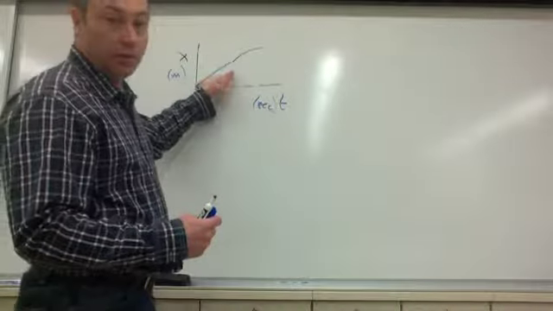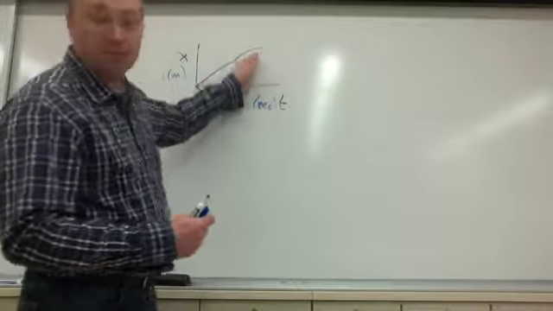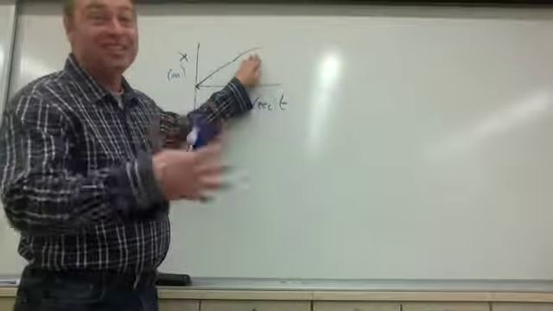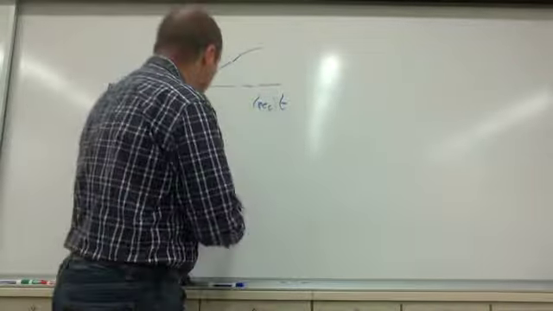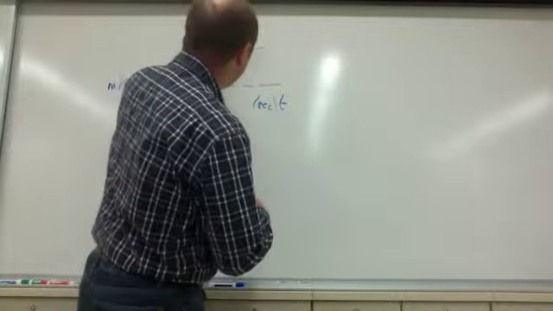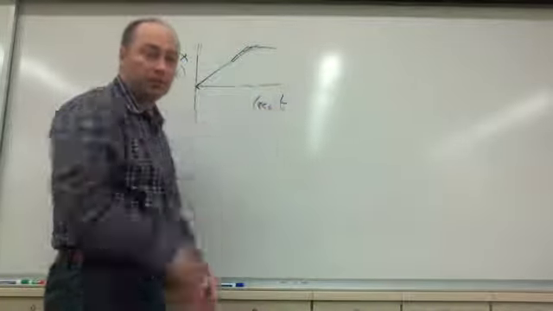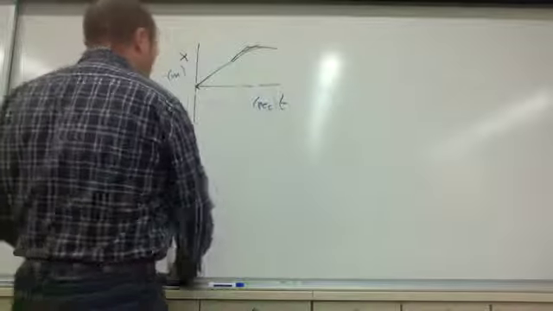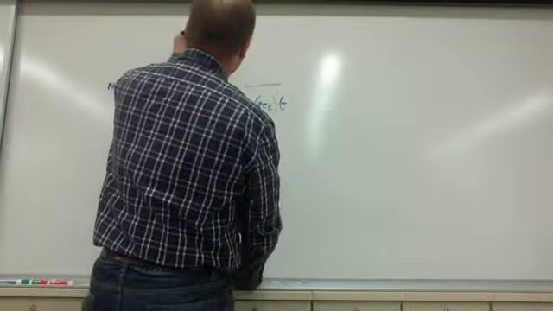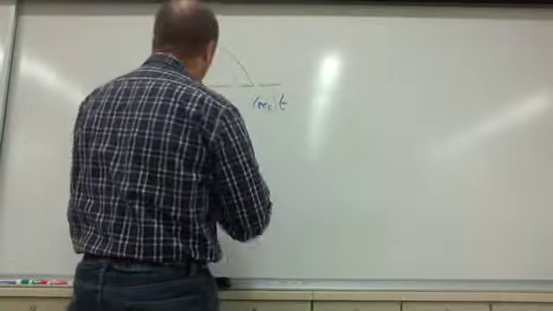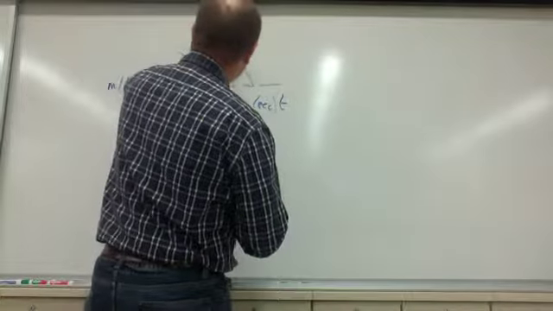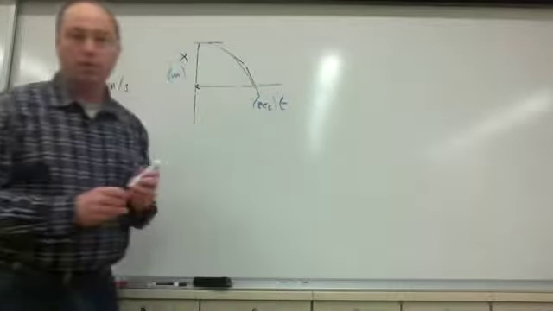If my slope is getting less steep, that means I have to be slowing down. So this would be moving forward at a constant speed, and this means I'm moving forward, slowing down. How do you know it's getting less positive? One way is to think about tangent lines. You see how my tangent lines are getting less steep? As opposed to something like this, where my tangent lines are getting more steep.